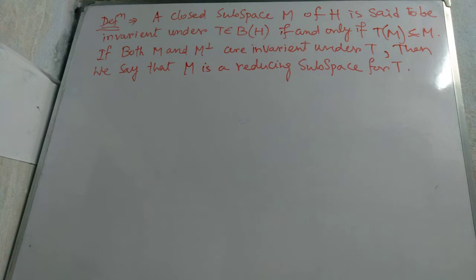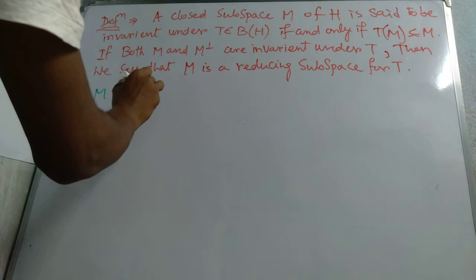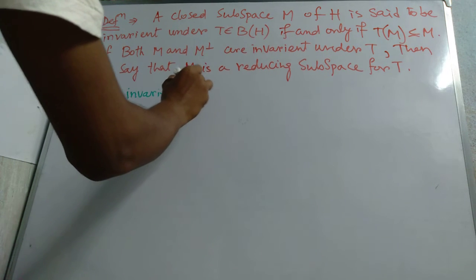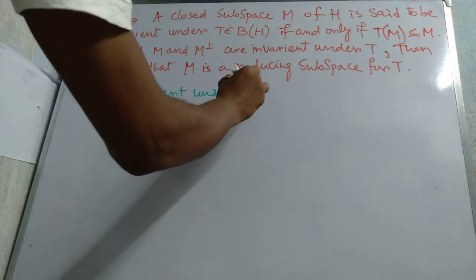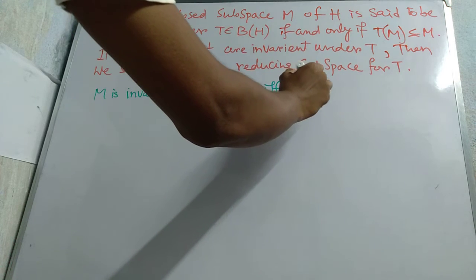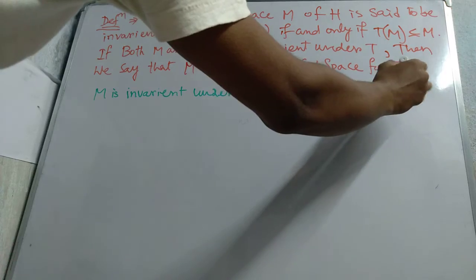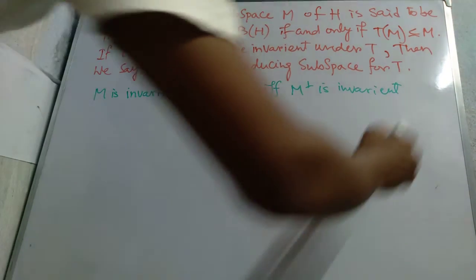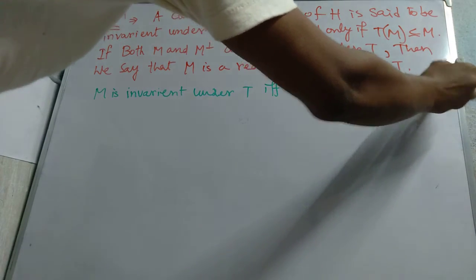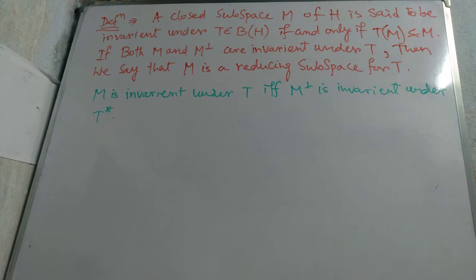Then we also write here: M is invariant under T if and only if M perpendicular is invariant under the adjoint of T. Okay.